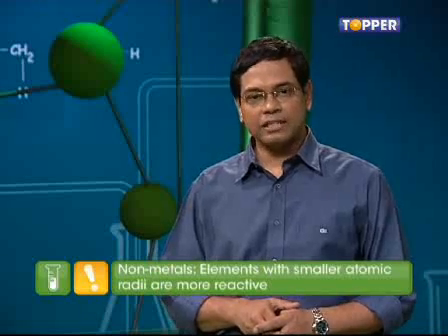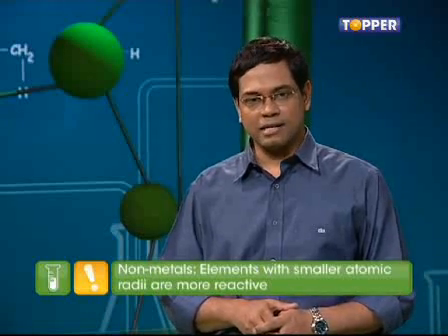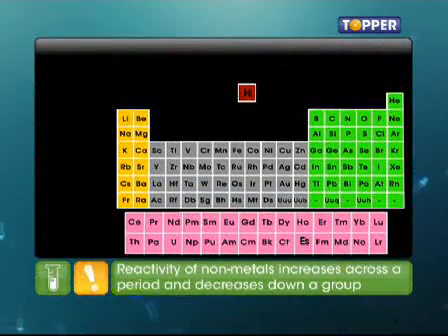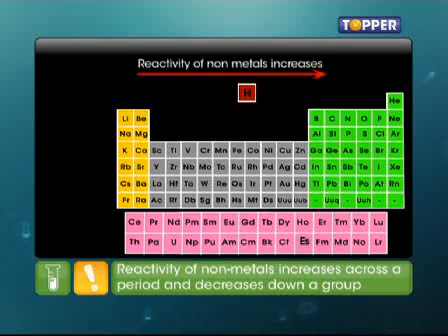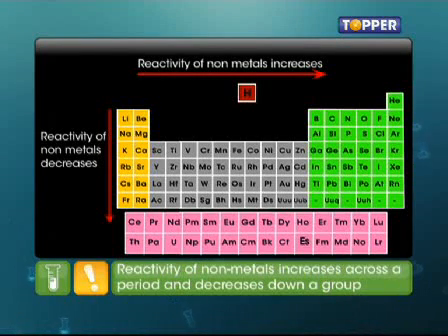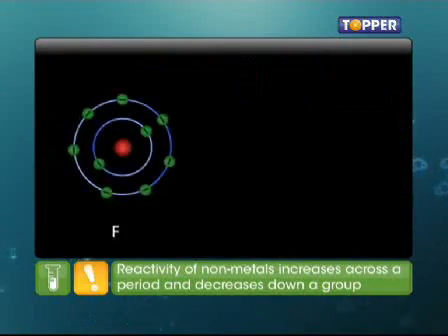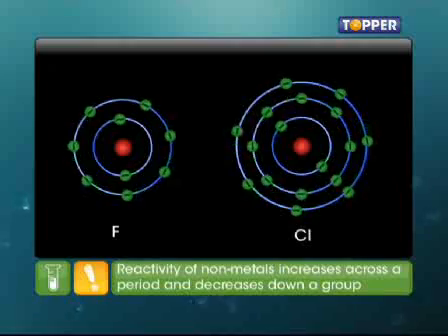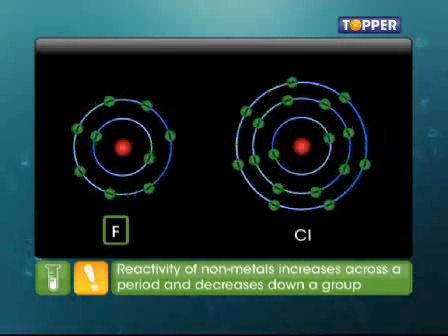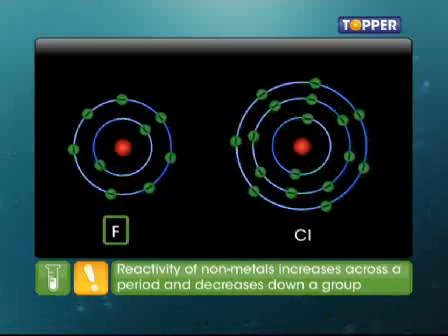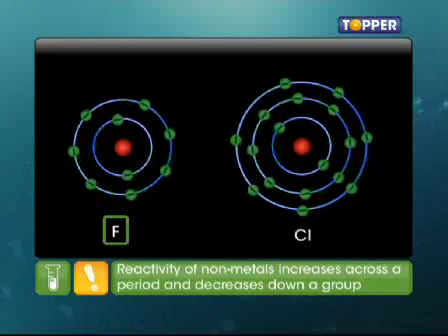In contrast to metals, the reactivity of non-metals depends upon their ability to gain electrons. And just like metals, their degree of reactivity too depends upon their atomic size. In fact, reactivity of non-metals increases across a period due to decrease in atomic size and decreases down a group due to an increase in atomic radius. For example, among the halogens here, fluorine is the most reactive non-metal because it has the smallest size.